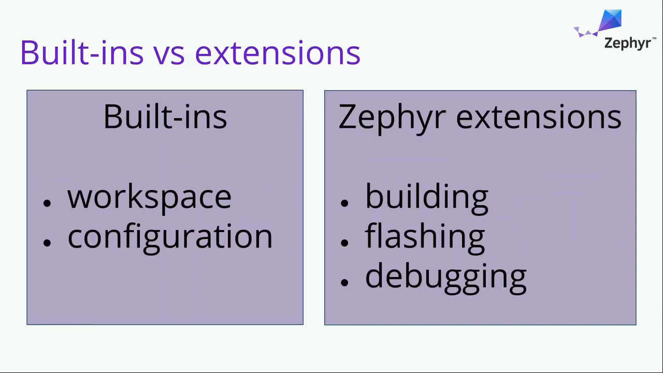Let's look at what this means in a bit more detail. Like I mentioned, West has some built-in commands for creating and configuring workspaces. A West workspace is just a directory with some Git repositories and extra metadata inside. In this case, these repositories are the main Zephyr repository and some additional third-party libraries and other code with Zephyr integration. Now, Zephyr also provides some West extensions that make it more convenient to build, flash, and debug Zephyr applications.